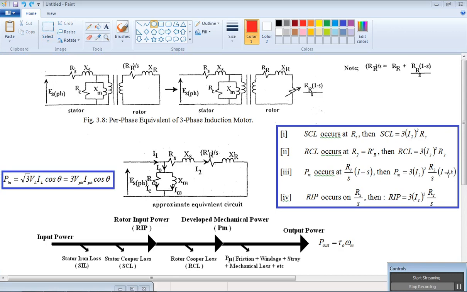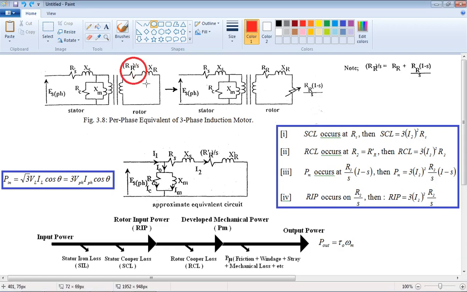After considering losses on the stator side, the remaining power will travel to the rotor side, which we call the rotor input power or air gap power. The rotor input power will occur here and here. So the equation for the rotor input power is 3 I2 squared R2 over S. R2 and RR are the same, which is the resistance on the rotor side.